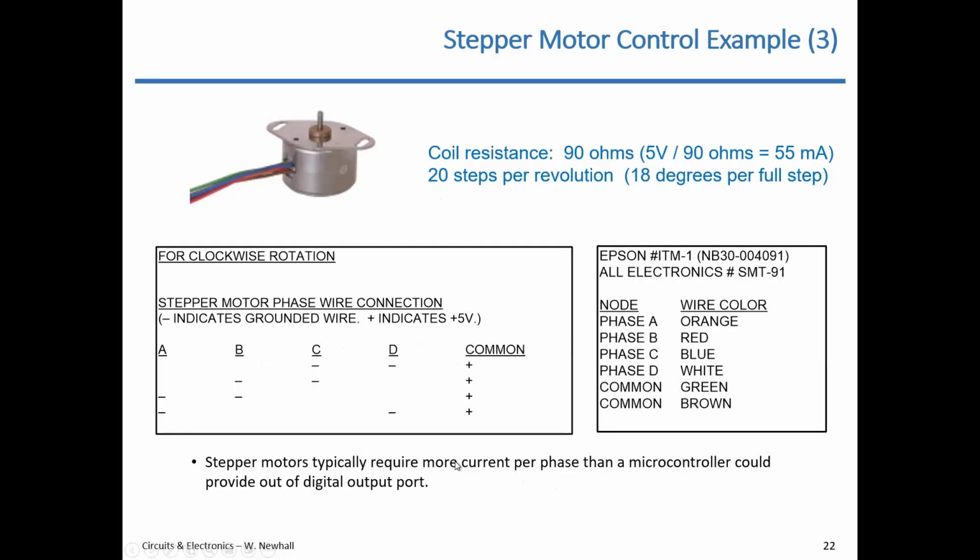Okay. And typically stepper motors require more current per phase, per coil, than a microcontroller could provide out of its digital port. If you try to drive a motor directly with digital ports, believe me, I've tried it, you will likely cause unpredictable behavior of the motor. You typically need not only higher current capability to drive these phases, but also some isolation between the digital circuit output and the stepper motor power.